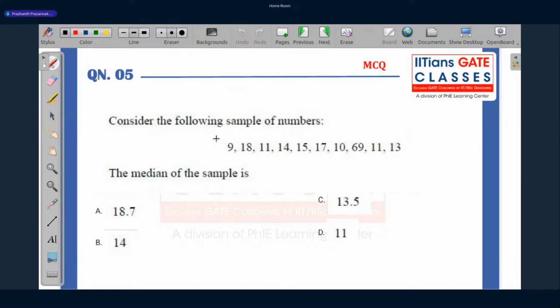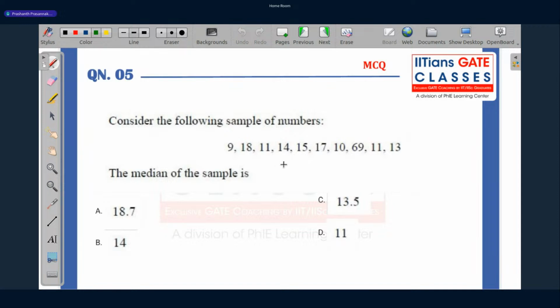Consider the following sample of numbers 9, 18, 11, 14, and so on. The median of the sample. It's a very basic question, something I think a 5th grade or 6th grade student should be able to do. If you know the procedure, this will be easy. The first thing we do is rearrange this sequence in ascending order.